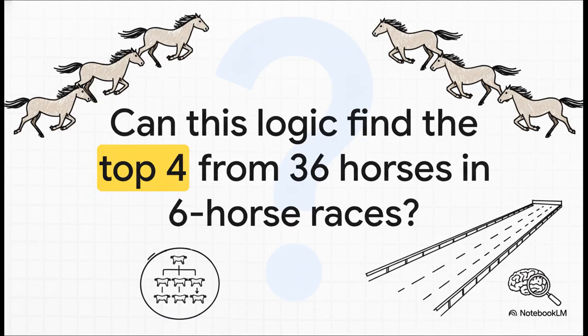But the logic doesn't have to stop here. Now that you understand the principles of grouping, hierarchies, and elimination, I'll leave you with a challenge. Could you adapt this method to find the top 4 fastest horses from a field of 36 on a 6-lane track? Something to chew on.